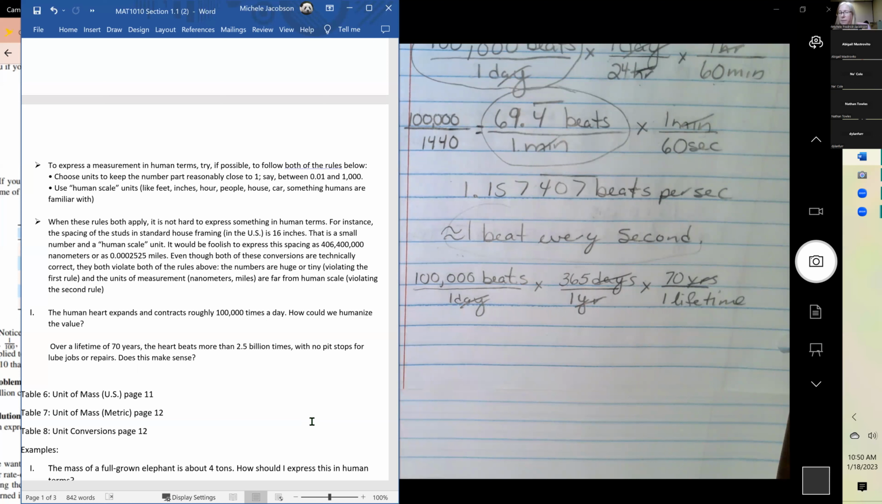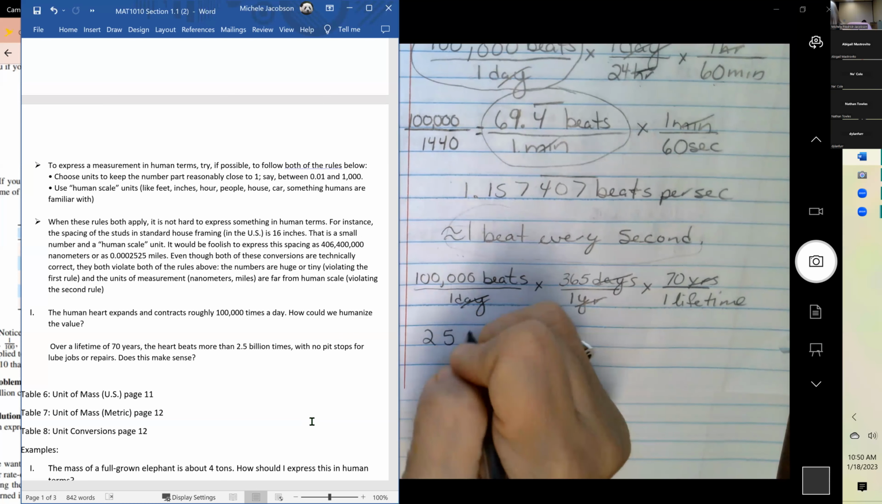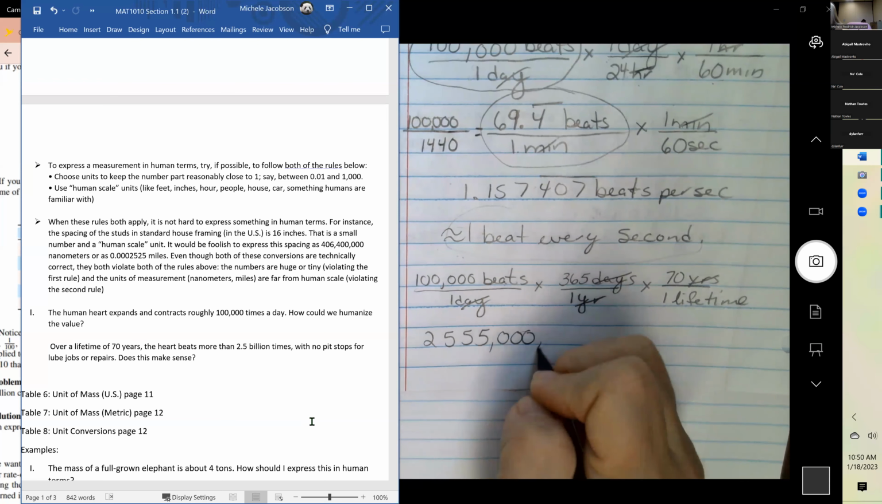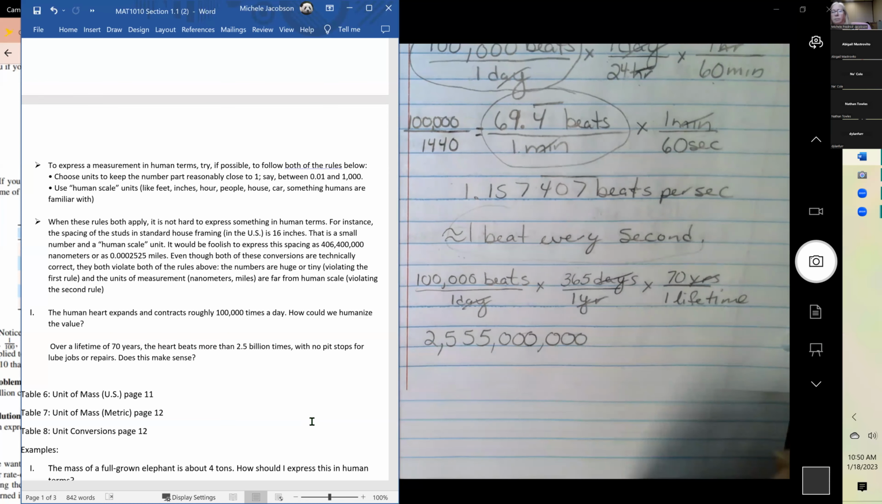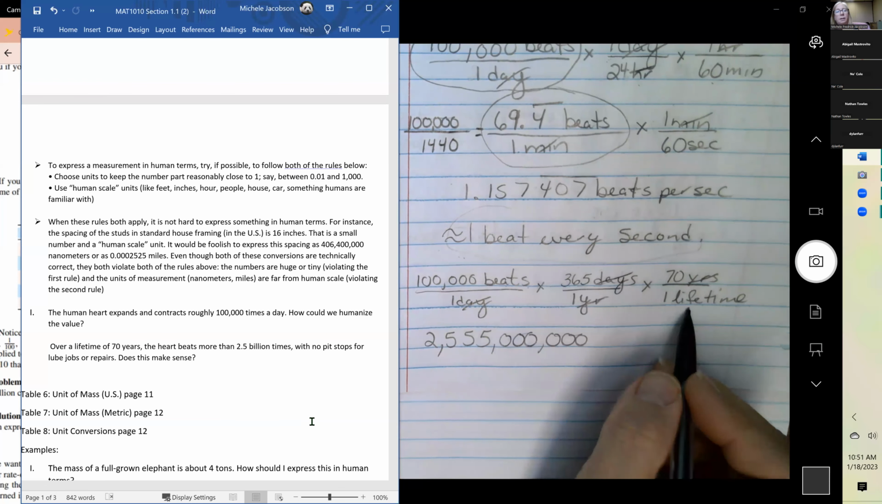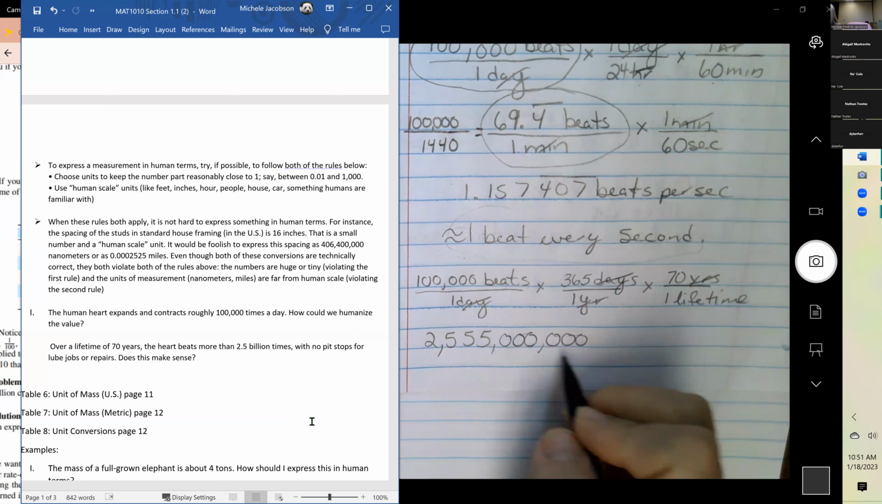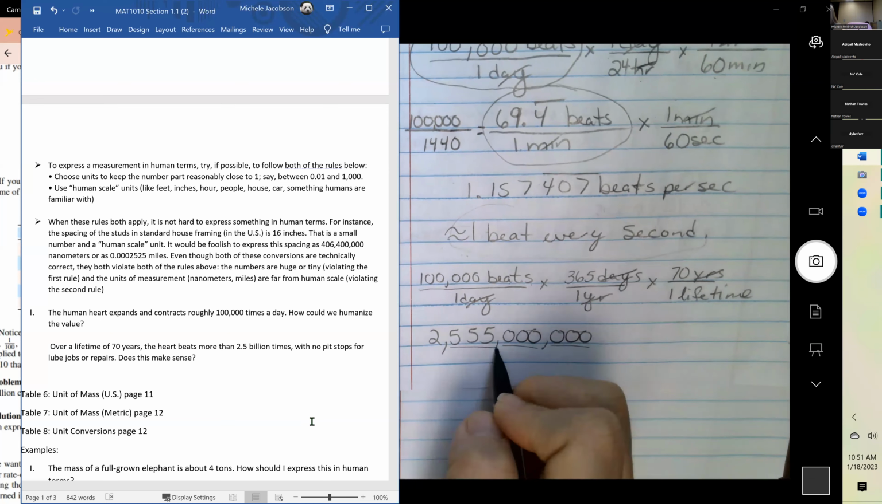100,000 times 365 times 70 is a lot. 2555, and then we have 6 zeros. Yeah. And that would be beats in a lifetime. No, they said 2.5 billion. This is 1,000 million, a billion.